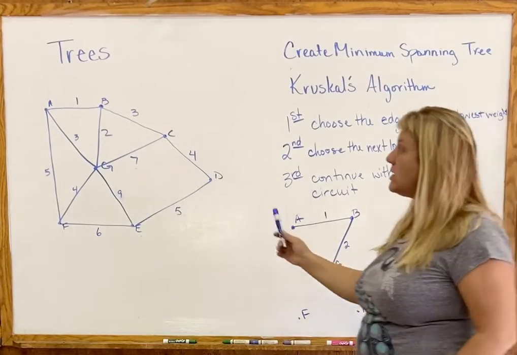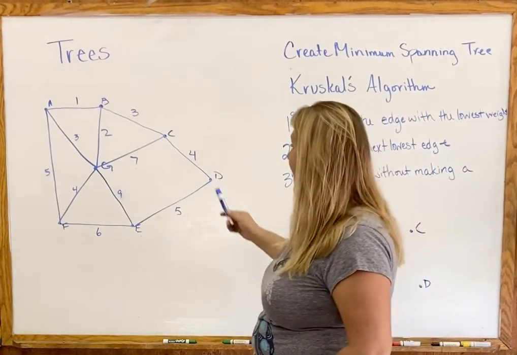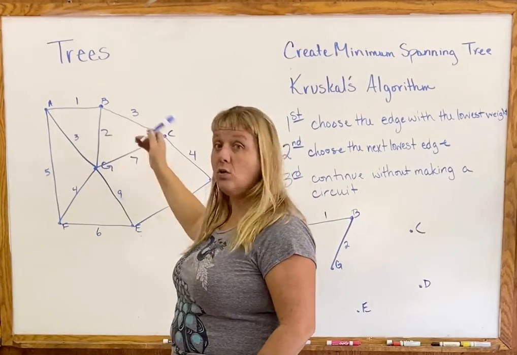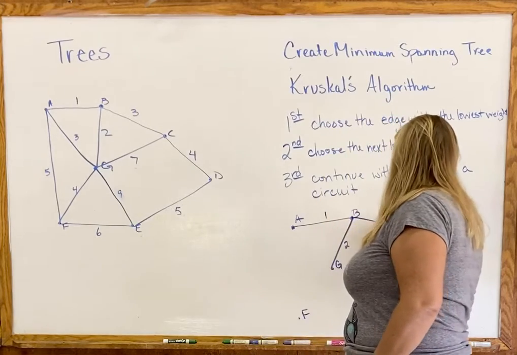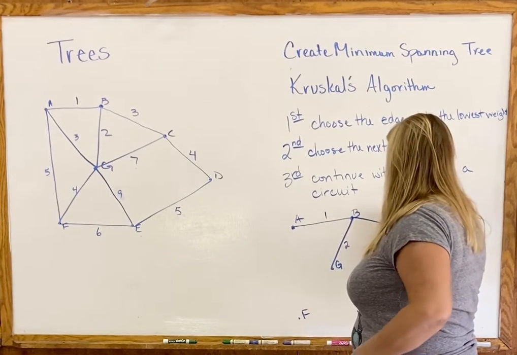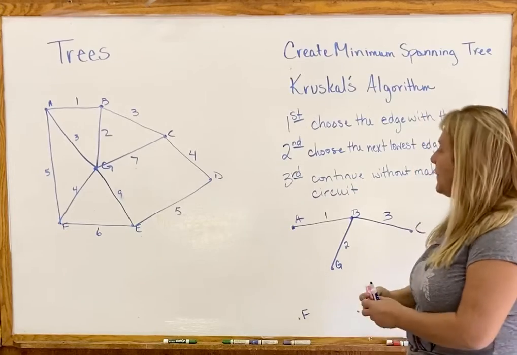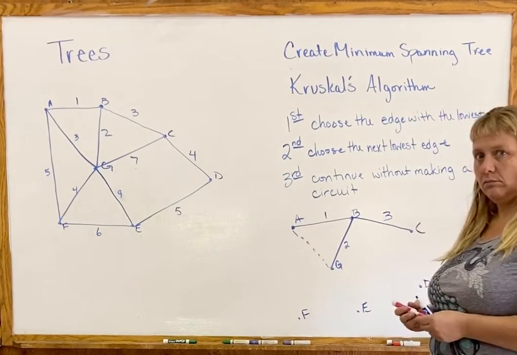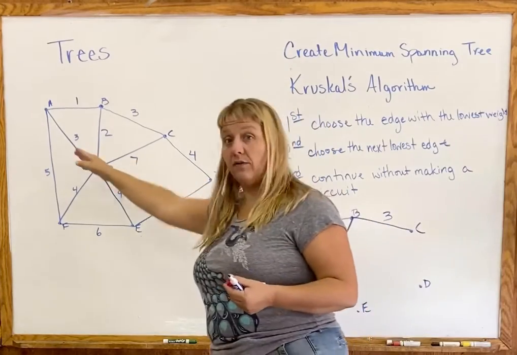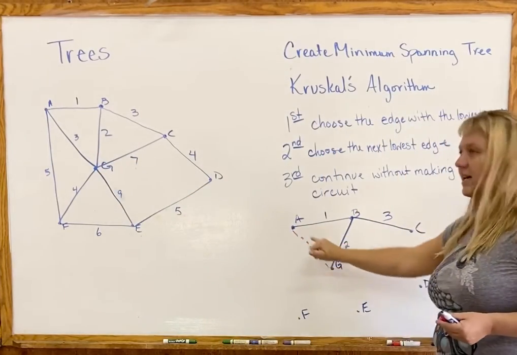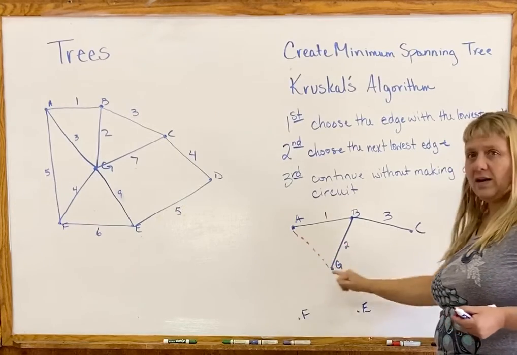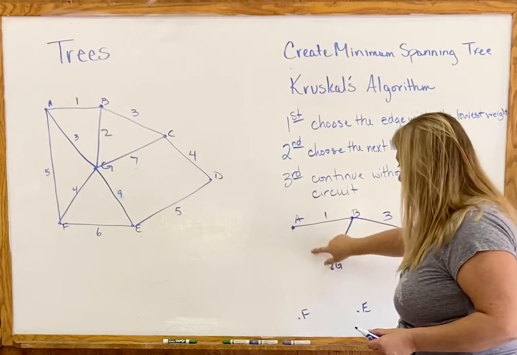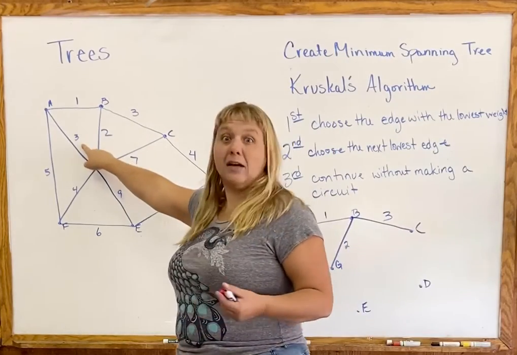Now, the third step says to continue this process but without making a circuit. So the next lowest weight would be a 3. And I actually see a 3 here and a 3 here. Now, we're going to use this 3 because that 3 is going to connect B to C. We'll give it a little label. But do we want to include this one? It has a small weight of 3, but what happens if we connect those two guys together? Do we then have a circuit? So what that means is that even though the number is nice and small, this is an extra line segment.